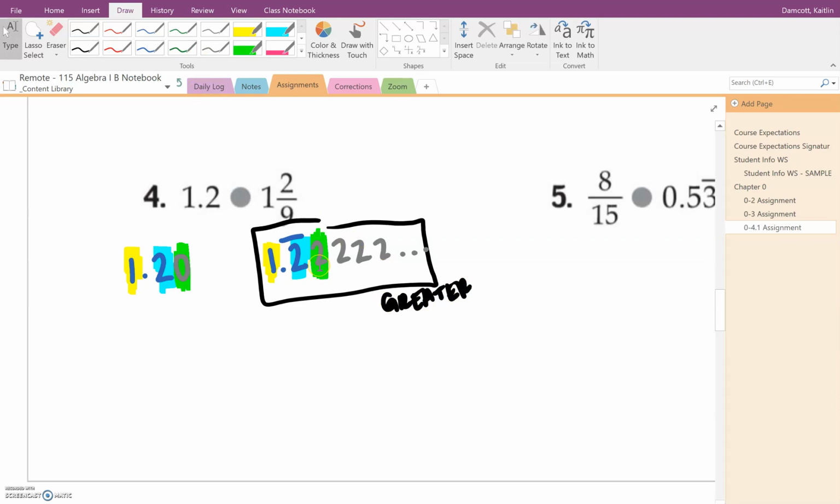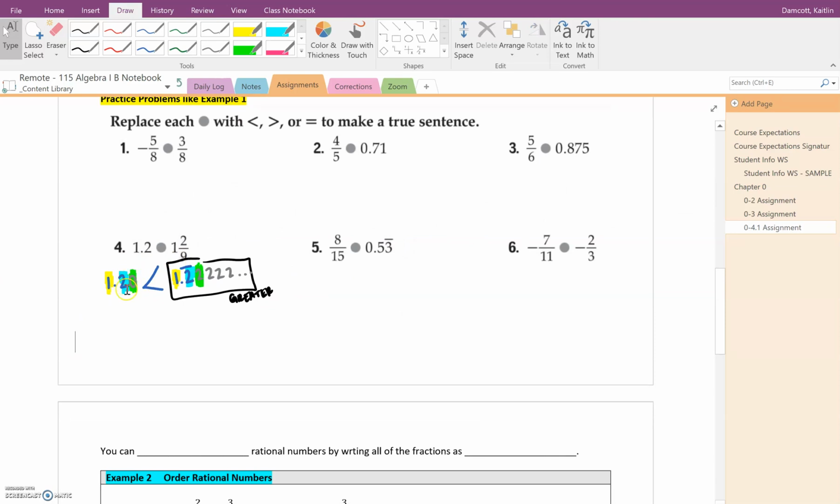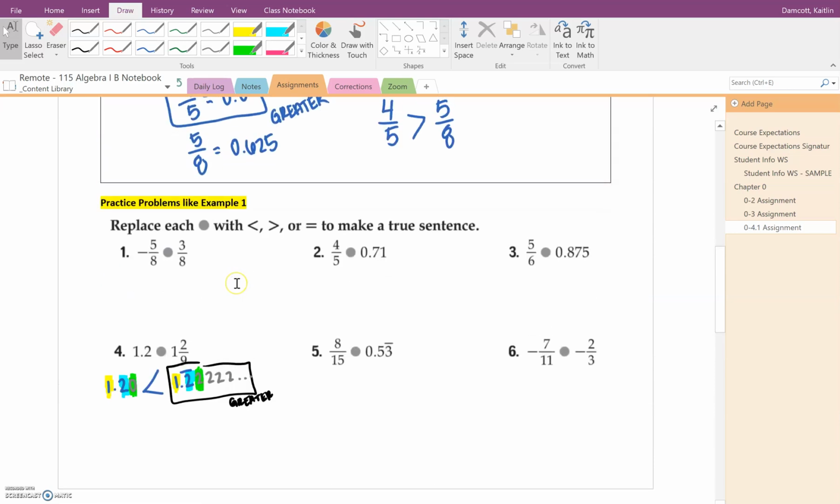With this, we want to have our mouth, like the alligator eats the greater, so it's eating that 1 2/9 because of the 2 repeating versus just having the 0 here. So be careful with problems like that, where you may have to hold place values with zeros, or you may have to extend out your numbers to kind of compare a little bit more easily.